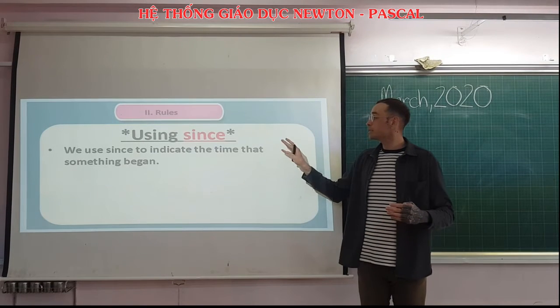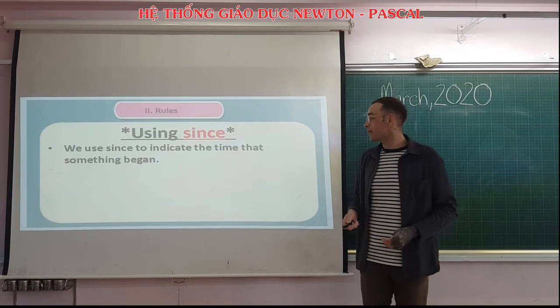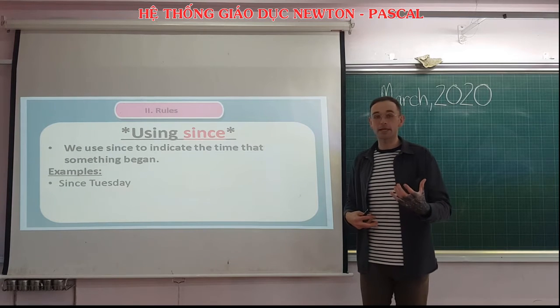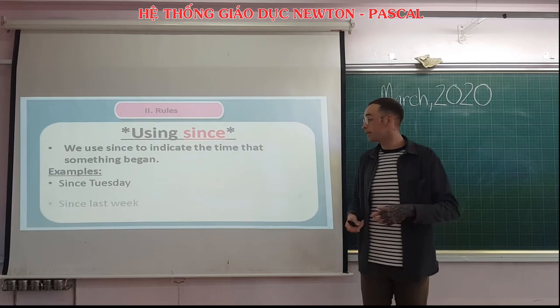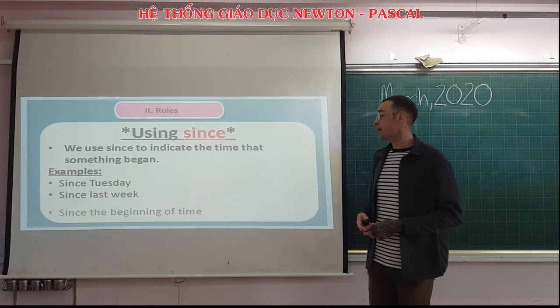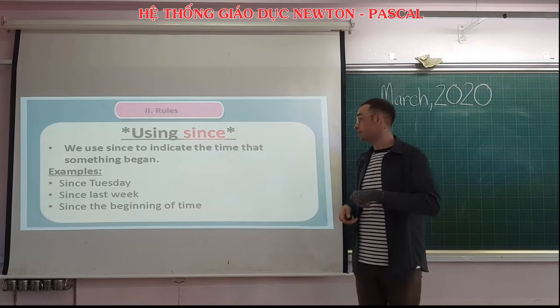When we use the word since, we use since to indicate the time that something began. Okay? So something could have begun on Tuesday. So we say since Tuesday. If something began last week, we say since last week. And if something began at the beginning of time, we say since the beginning of time.